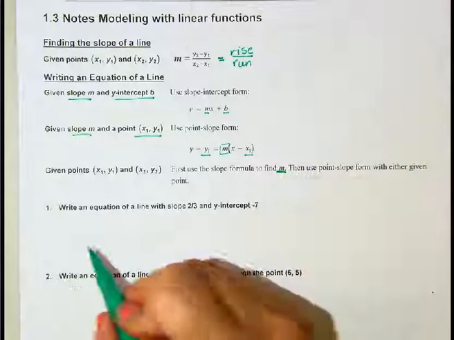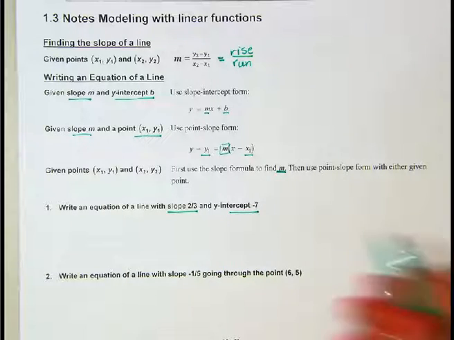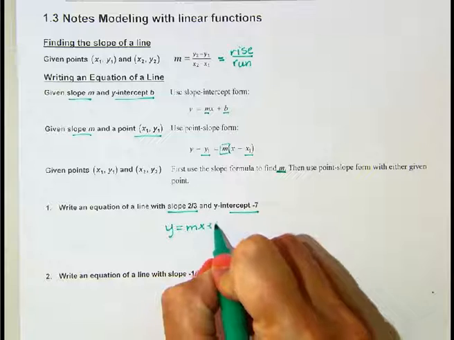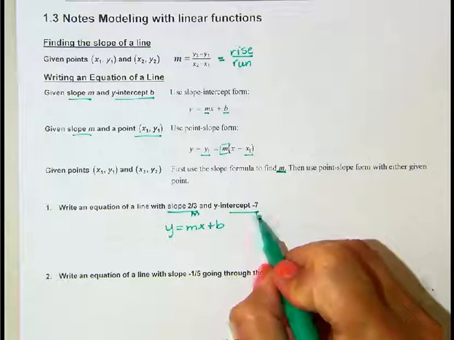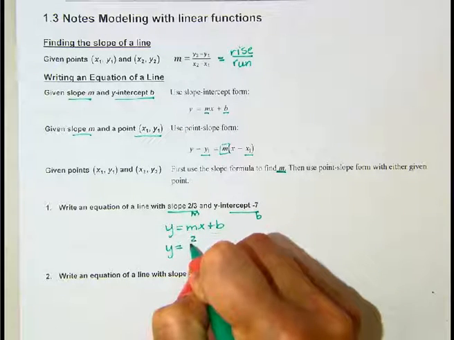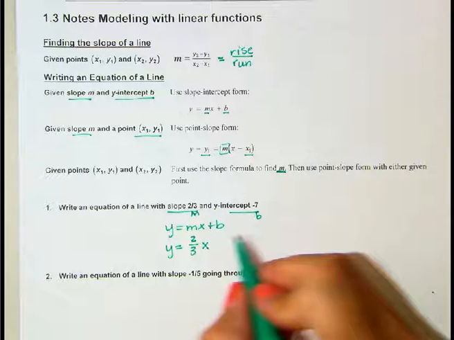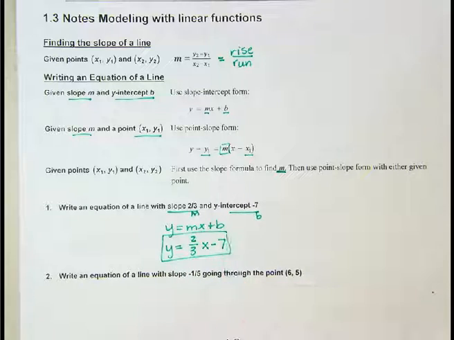So if I want to write an equation of a line where I'm given the slope and the y-intercept, I'm going to use the slope-intercept form, which was y equals mx plus b. My m is 2/3. My b is a negative 7. So y equals 2/3 x, and it's plus a negative 7, so we actually are just going to write minus 7. So there's my equation of a line.